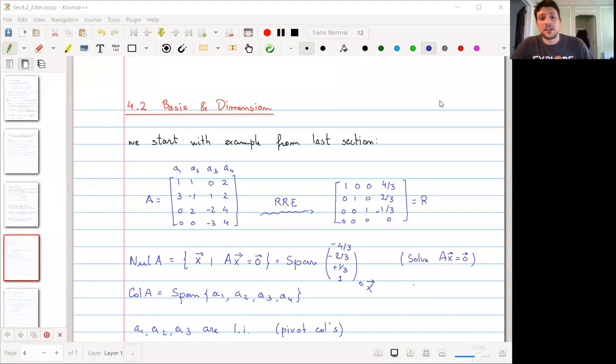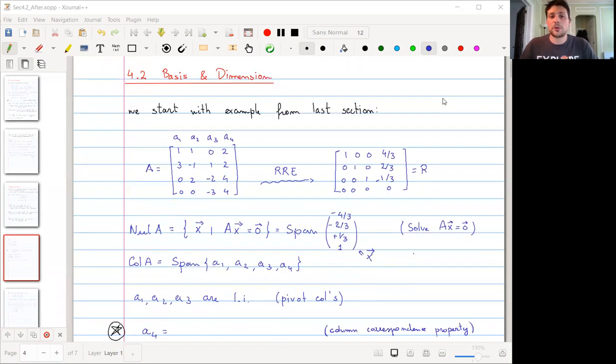Hello, everyone. In this video, we introduce the notions of basis of a subspace and dimension of a subspace. To introduce these notions, let's start with an example that we saw in the last section and in the last video. We had a matrix A given by these four columns, and we computed its reduced row echelon form to be this matrix here with 3 pivot columns and 1 non-pivot column.